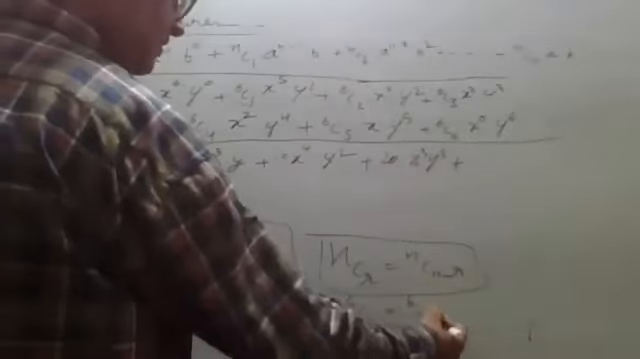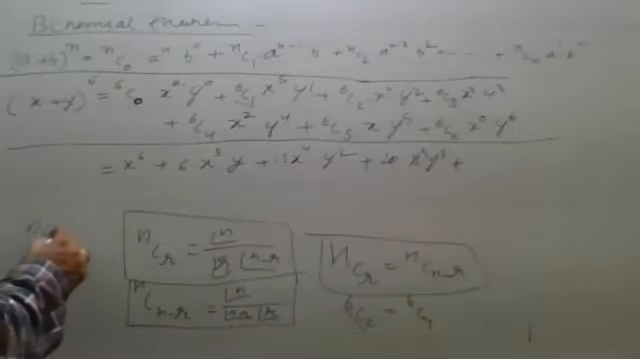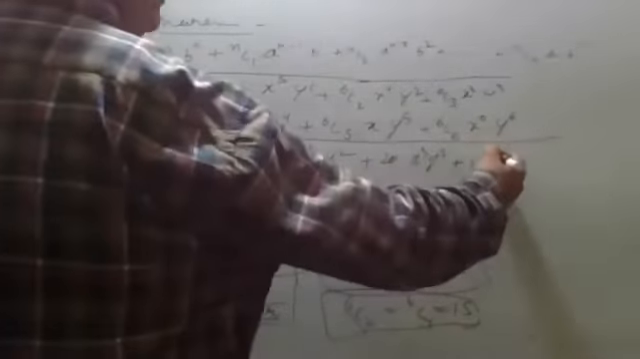Sir, 15. And we know that formula for nC2 is n into n minus 1 by 2. Using that formula, we have calculated the value of 6C2 as 15. So there is no need to calculate the value of 6C4 again. We will directly use 15. Okay. 6C4 is 15, x square y square. Is that clear to you?